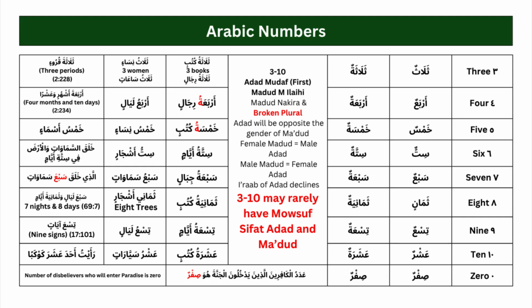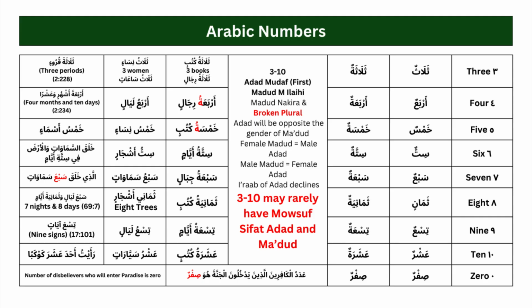Then thamaniyatu kutubin and thamani ashjarin. Then tis'atu ayyamin and tis'u layalin. Then for 10, asharatu kutubin and ashru sayyaratin. So the repeated classroom lesson here is from 3 to 10. The number comes first. The madud comes after it. The madud is plural, and the number is opposite in gender to the counted noun.